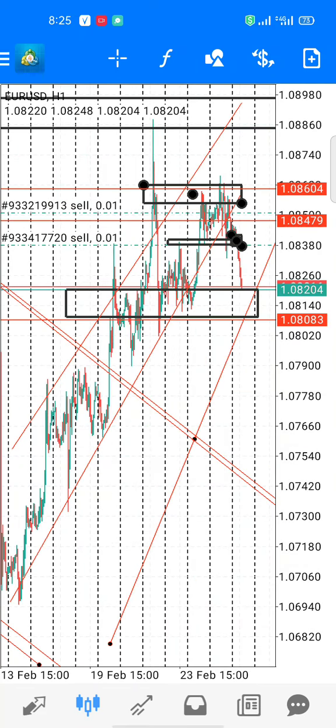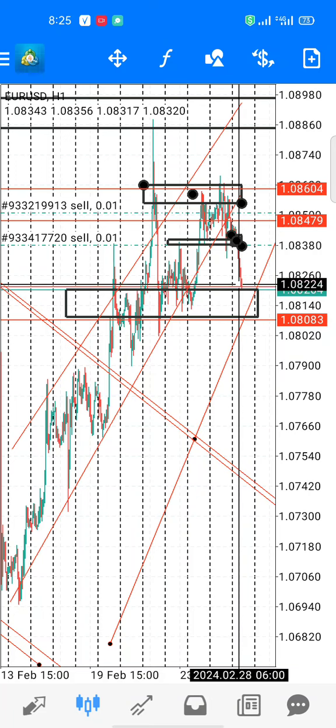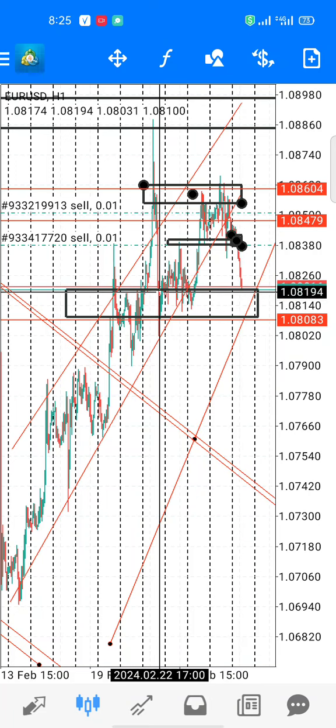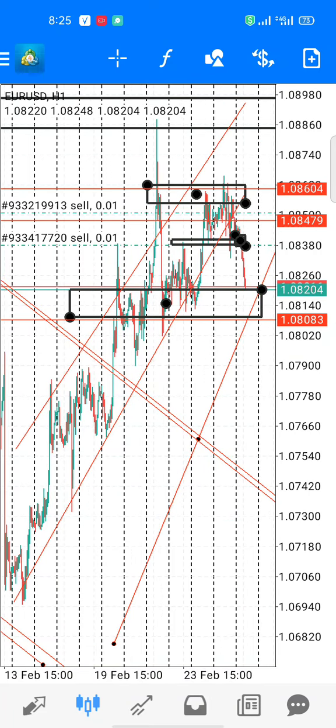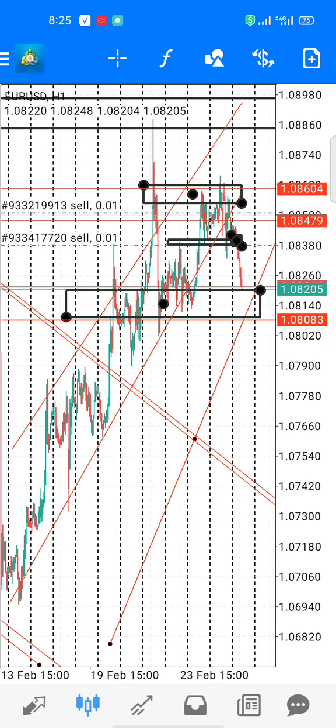So the market is currently falling from this zone. When the market breaks from this zone that I mapped out here, from this box that I mapped out, then I'll enter my third sell. Are you seeing how I'm taking my trades? I did not enter the three trades at the same time.